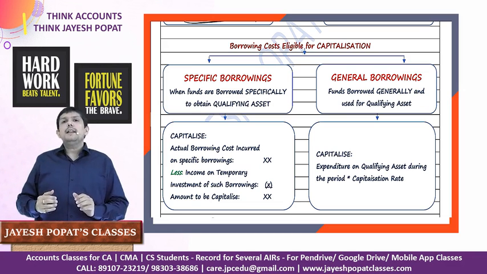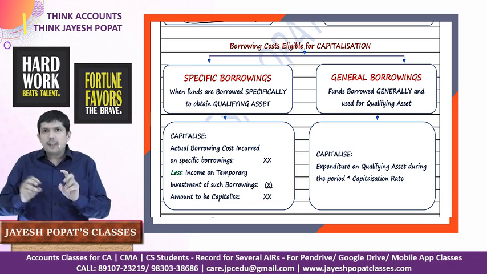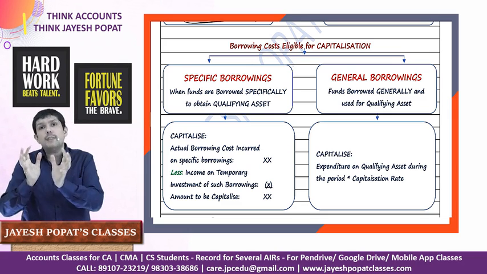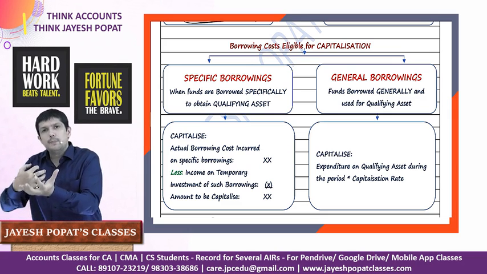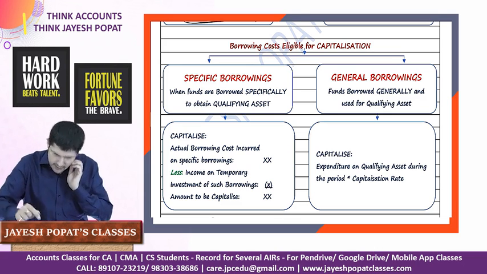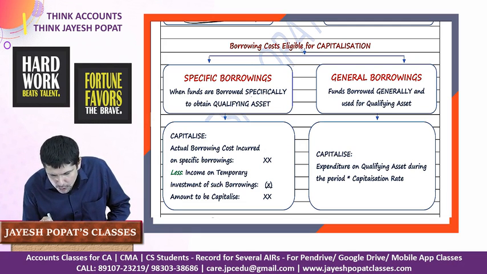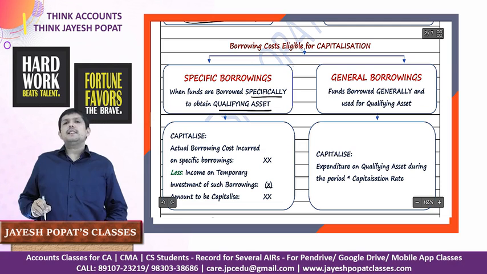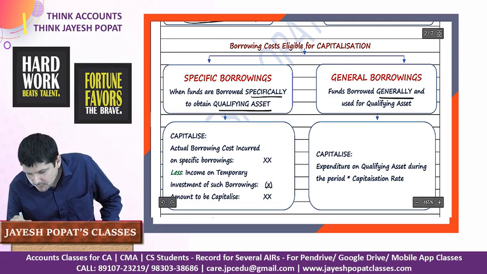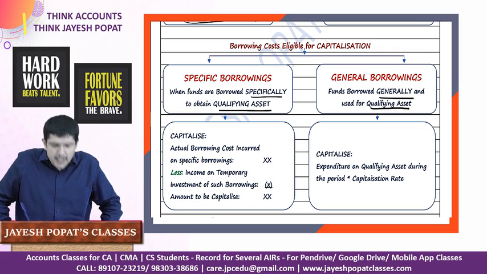Let's say we are making a building, and we will incur 10 crore rupees to build this particular building. We have loans to the extent of 25 crores which are taken for various purposes, and from that pool we utilize 10 crore rupees for the construction of this building. That will be treated as general borrowing. So specific borrowings: when funds are borrowed specifically to obtain a qualifying asset. General borrowing: funds borrowed generally and used for the purpose of construction, acquisition or production of a qualifying asset.